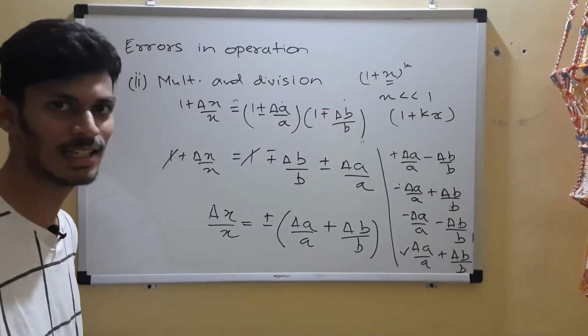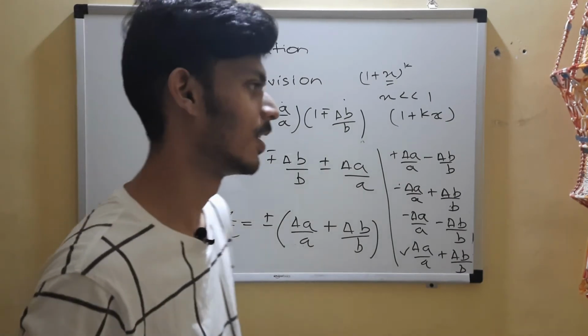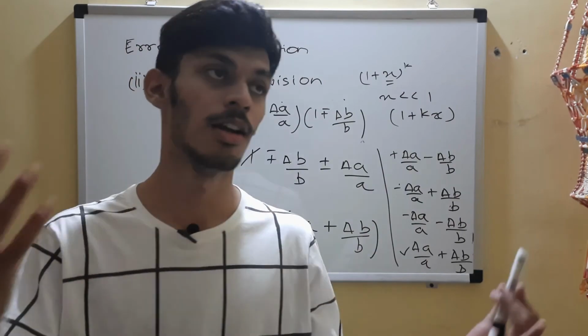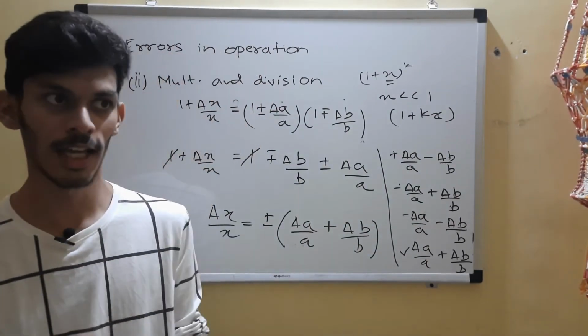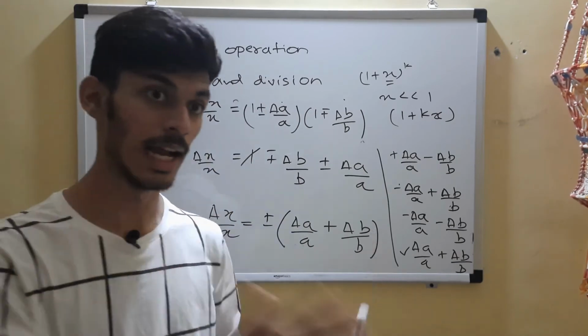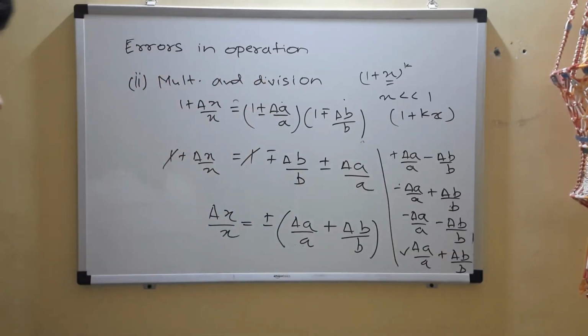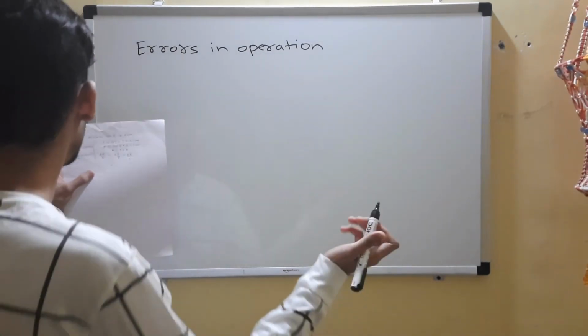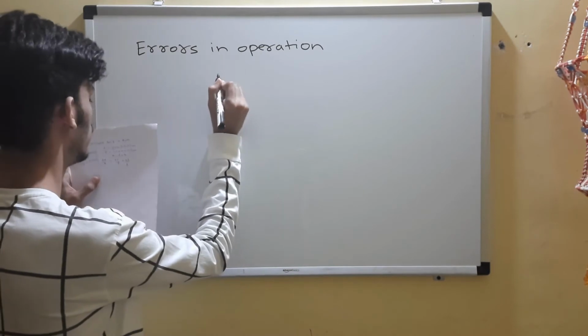So isn't it the same thing? In multiplication and division, whenever you multiply or divide two quantities with errors, you have to add their relative errors. You have to add their relative errors. So let's try an example. Let us try a problem now based on previous knowledge that we have learned.